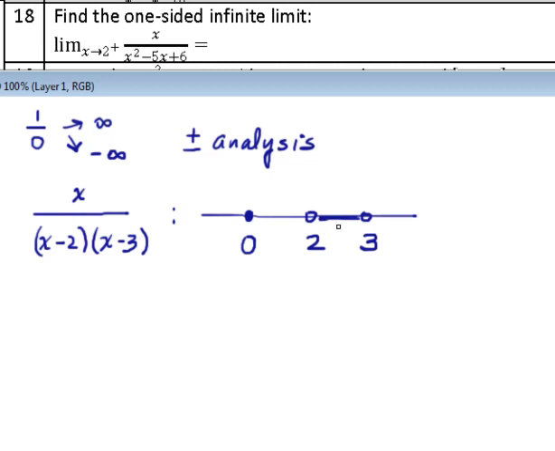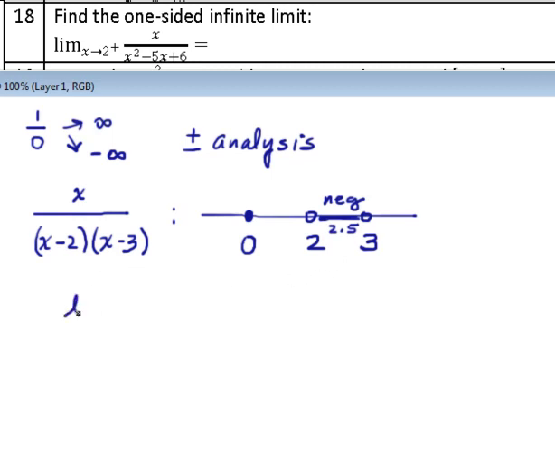So we have to substitute in something between 2 and 3. So let's say we pick 2.5. And here we have something positive. When we substitute 2.5, 2.5 minus 2 again is positive, and 2.5 minus 3 is negative. So we have 2 positives and a negative. So that means our expression is negative.